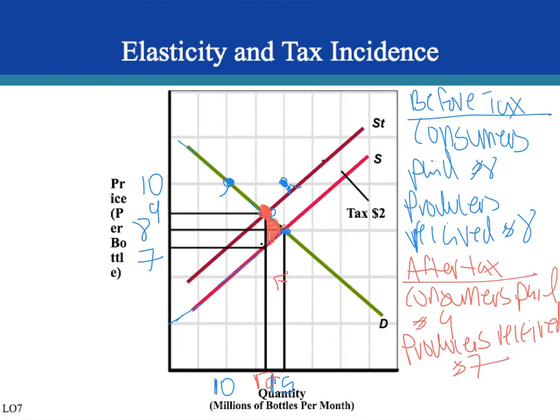Let me change the colors up a little bit, kind of running out. This is the consumer burden of the tax. This is the producer burden of the tax. So this total area is tax revenue. Right here, this is consumer surplus. And this is producer surplus here.